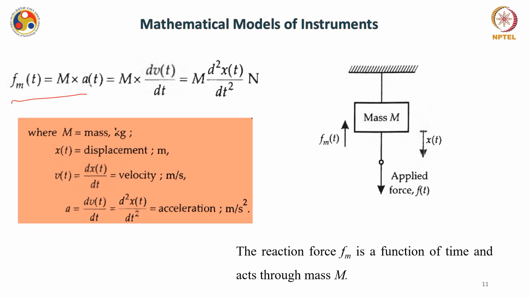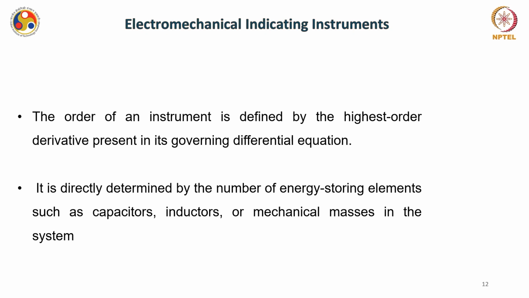It doesn't have to be a complete instrument, it can be written also for a part of the instrument. Now once you understand these mathematical models of the measuring system, it becomes very easy to understand the order of the equipment or the order of the instruments. So the order of an instrument is defined basically by the highest order derivative present in its governing differential equation.